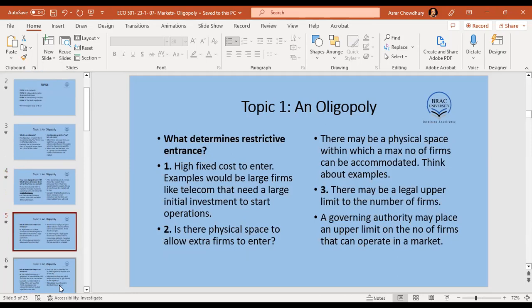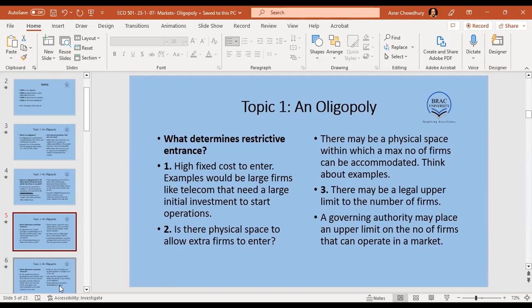Next, another feature is oligopoly is a market where it is restrictive entrance. Even if we want, we can't enter. The first one that comes to mind is that there's a very high fixed cost. Therefore, large firms like telecom can only sustain in a few number. Next, is there physical space to allow extra firms to enter? There are many markets where more than four shops cannot fit in this physical space. Can you think about an example?